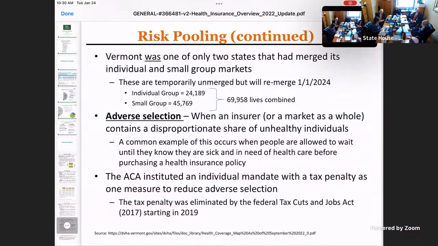With these 2 markets unmerged, now you will have premiums for the small group market individuals being calculated based on their experience, and then premiums calculated for the individual market based on their experience, as well as other factors. You'll see the trends of medical costs over time are different for small group insurers and individuals, and there are a variety of reasons for that. So when we say that they're unmerged, it means they are choosing from different plans that have different premiums. And as Nolan said, they're temporarily unmerged at the moment.